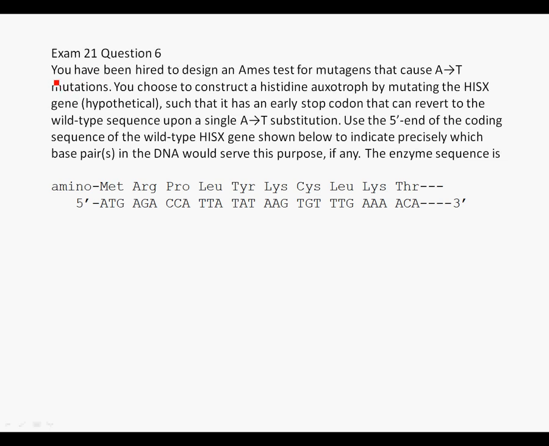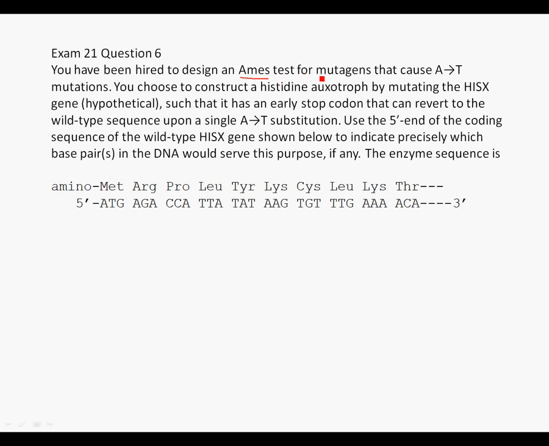You have been hired, right? You have taken genetics and you're hired for a job because you've taken genetics. You've been hired to design an Ames test. An Ames test is named after Bruce Ames of UC Berkeley, who developed this test. It's a very elegant test, very sensitive test, very inexpensive test, and it's widely employed.